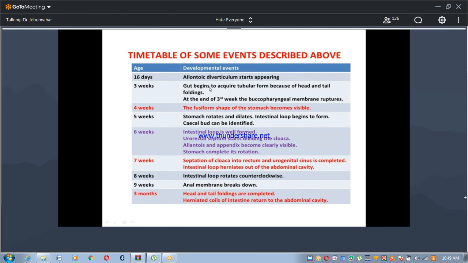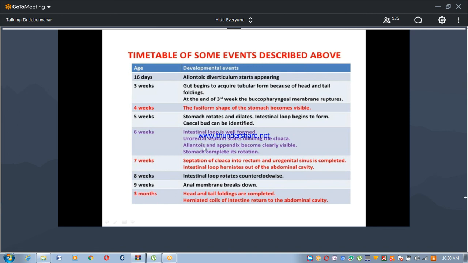So now আমরা একটু summary করি, lecture আজকে শেষ। 16 days of intraembryonic life, allantoic diverticulum starts to appear. In 3 weeks the gut begins to acquire tubular shape because of head and tail foldings. At the end of the 3rd week, the buccopharyngeal membrane ruptures. During 4 weeks, the fusiform shape of the stomach becomes visible. In 5 weeks, stomach rotates and dilates.